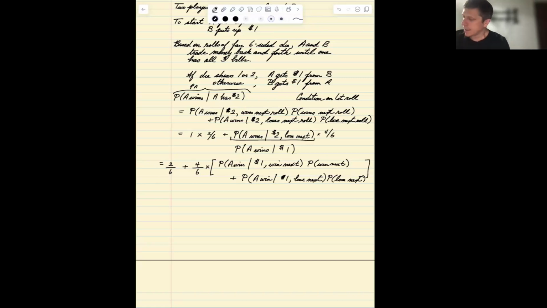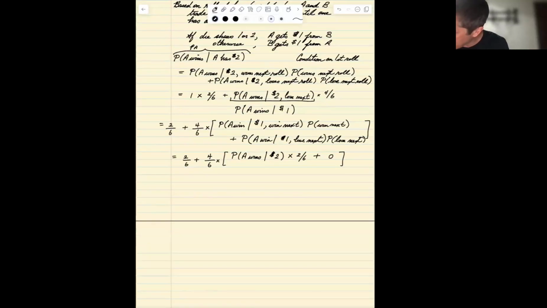Well, all right, now we're in business because we have, what's the probability that A wins given that they now have $1 and win the next? Well, that means they're going to have $2. So that's actually the probability that A wins given $2. What's the probability of winning the next roll? Well, it's always 2/6. And then what's the probability that A wins given having $1 now and losing the next roll? Well, if you lose the next roll, you're giving $1 away. You're now down to $0. You lose the game. So that's probability 0.